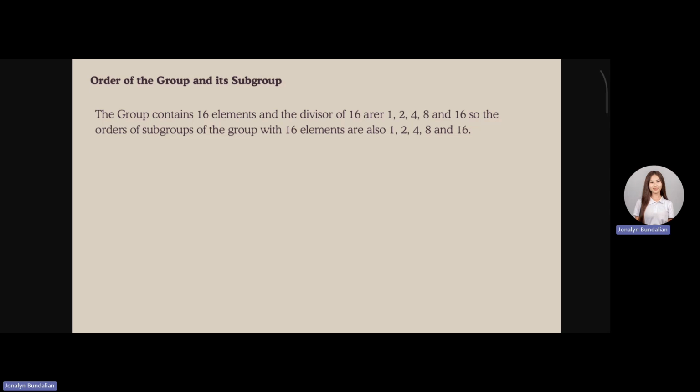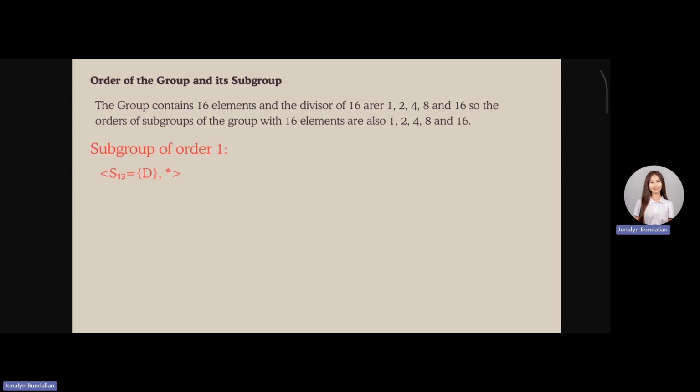So the orders of the subgroups of the group with 16 elements are also 1, 2, 4, 8, and 16. So the subgroup of order number 1 is S sub 13 is equal to {D}.